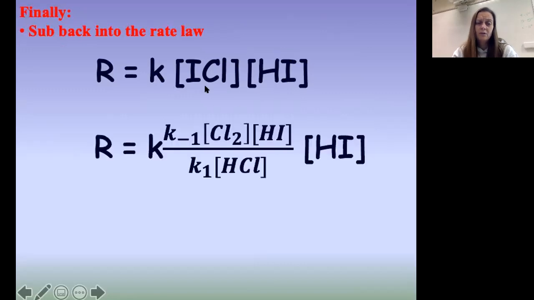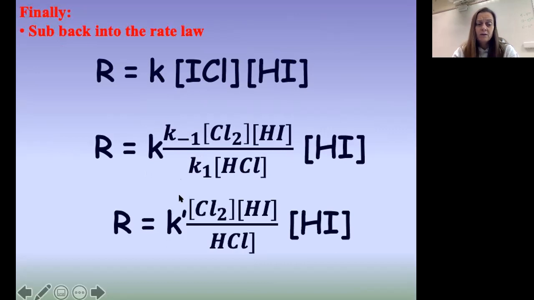Here's our substitution for our iodine monochloride concentration. And that's what we figured out on the previous slide. This comes from the idea that the forward reaction and the reverse reaction are the same speed. Now, this is a constant, this K sub -1. This K1 is also a constant, and this K is yet another constant. So we're just going to combine all of those into this K prime, which we'll wind up just writing as a K. Sorry, I seem to have lost a bracket.